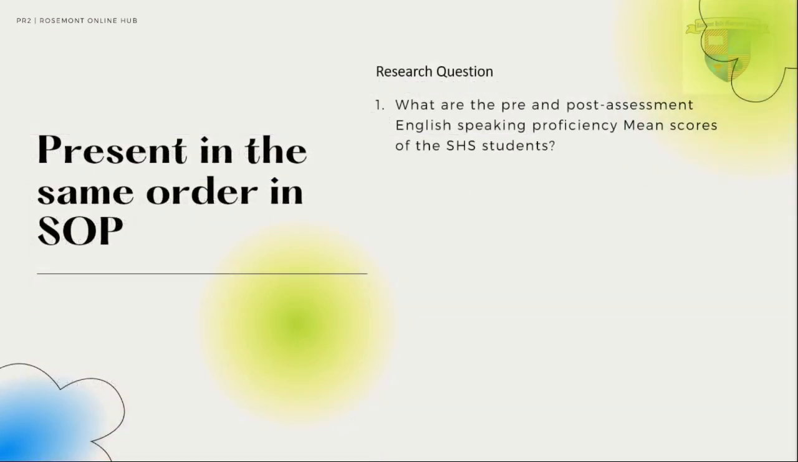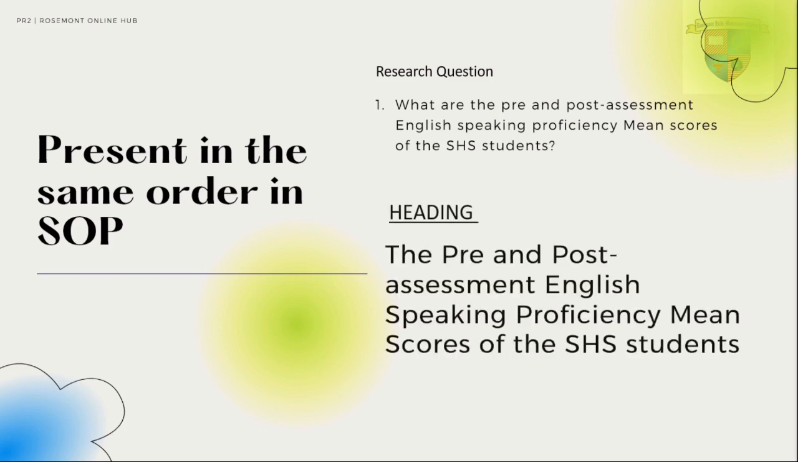The first question: what are the pre- and post-assessment English-speaking proficiency mean scores of the senior high school students? In your data presentation, the first heading should read, the pre- and post-assessment English-speaking proficiency scores of the senior high school students. You need to change the question into a heading. Don't show the question itself.